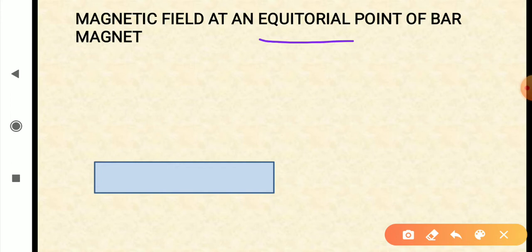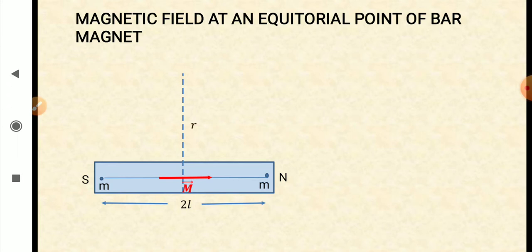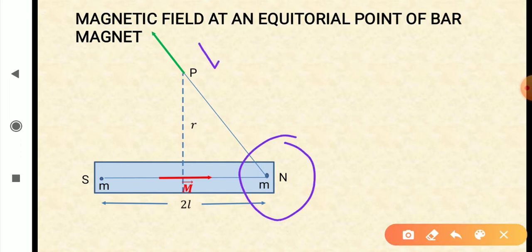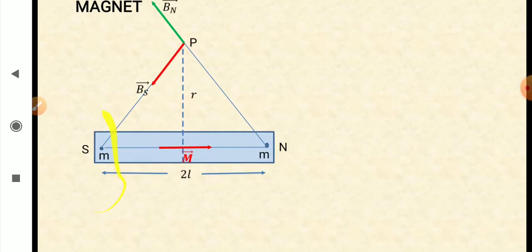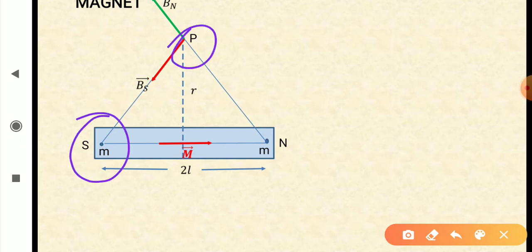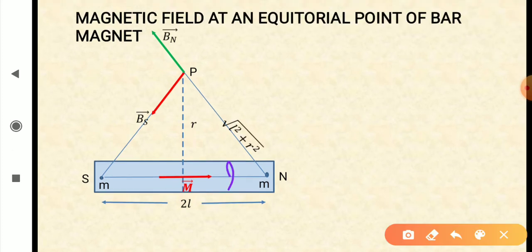So, magnetic field at an equatorial point of a bar magnet. Here we have a bar magnet with pole strength m and dipole moment M. The size of the magnet is 2L, and at distance R lies the point P on the equatorial line. The magnetic field from the north pole is directed away from it at point P, and is named Bn, and the magnetic field at point P from the south pole is directed towards the south pole, you can see. At this point we have two vectors Bs and Bn, and we have to find their vector sum. Now this side is L and this side is R.